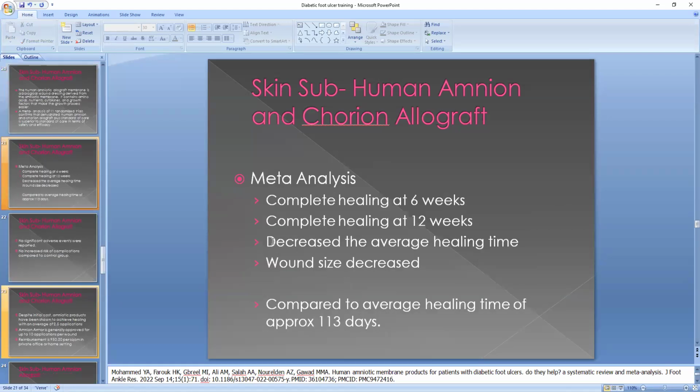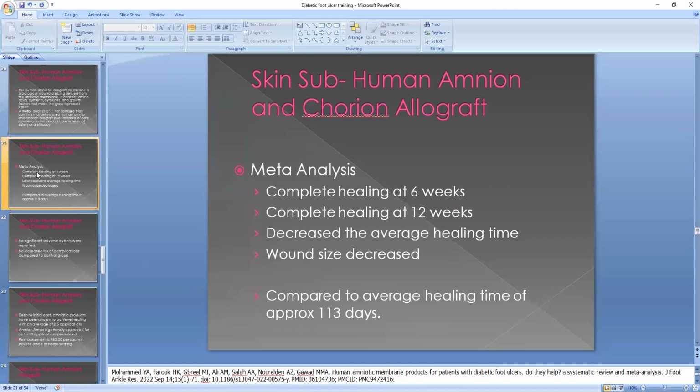And to your point, we could get complete healing at 6 weeks, and if they didn't heal at 6 weeks, they healed at 12 weeks. And this decreased the average healing time. And the wound size also decreased, right? So compared to the average healing time of 113 days. So this is just the average patient doing the regular thing, 113 days for that wound, right?